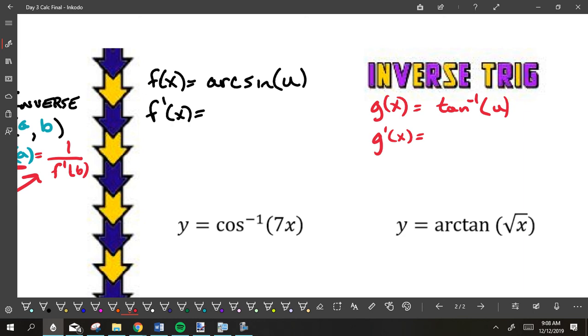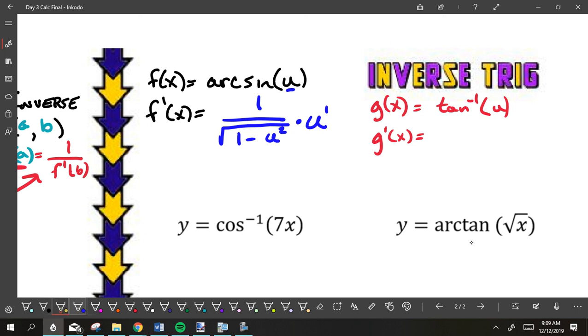Anybody remember arc sine? What's it going to be on top? 1 over the square root of 1 minus the baby squared times the derivative of the baby, where the u is our baby.